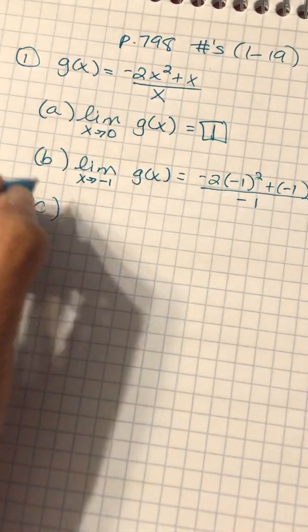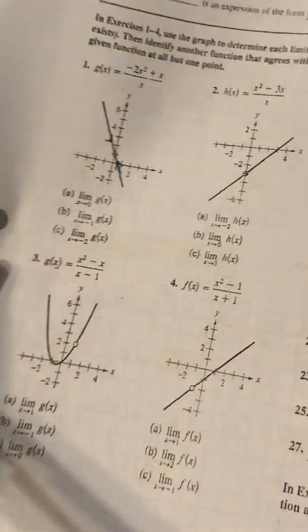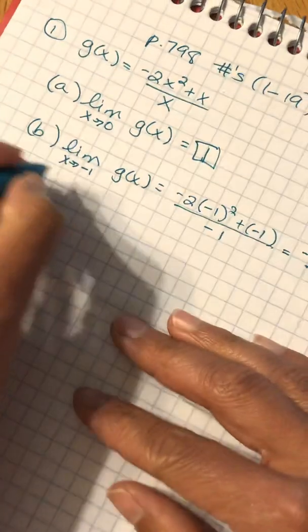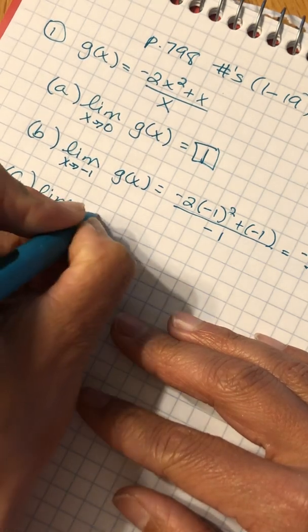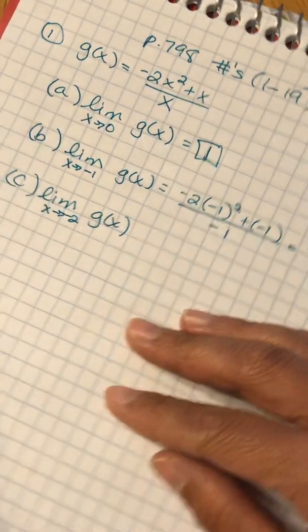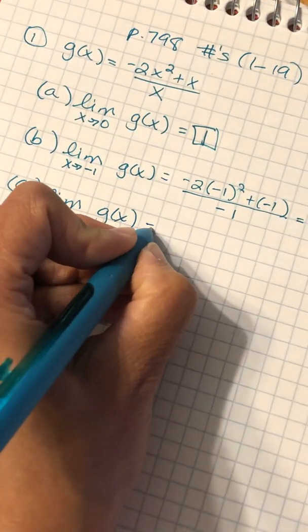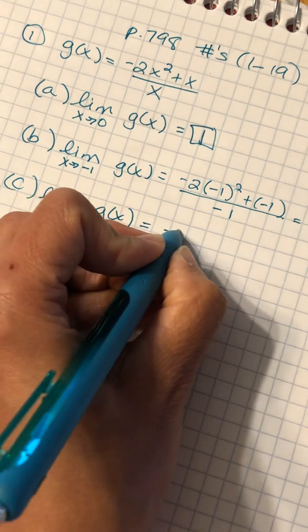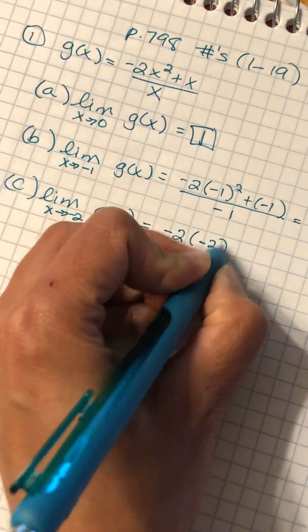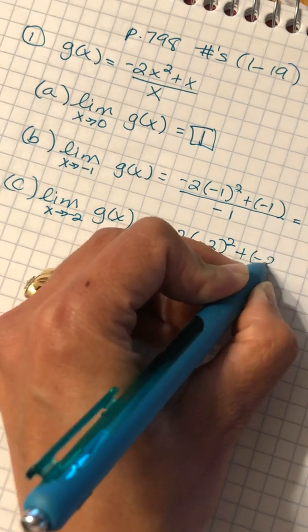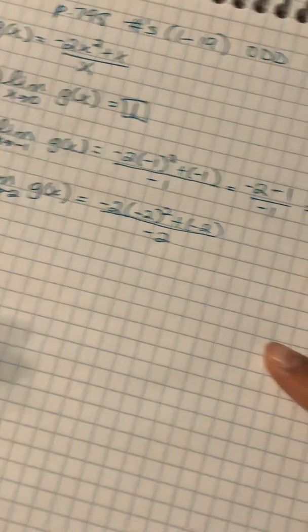Letter C, need to find the limit as x approaches negative 2 of g of x. Again, we could plug it in, because negative 2 doesn't make the denominator 0. So negative 2 times plugging in a negative 2 squared plus negative 2 all over negative 2. Wow, that's a lot of 2's.